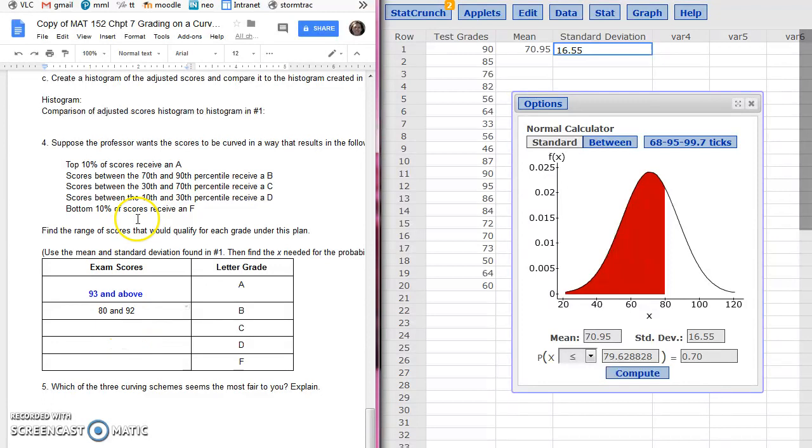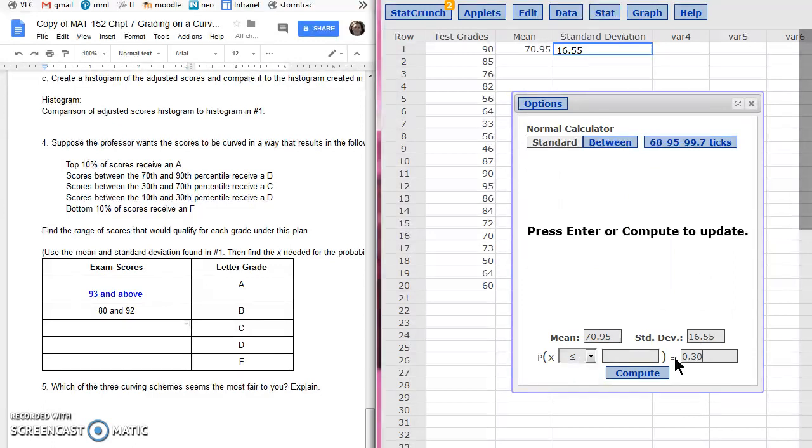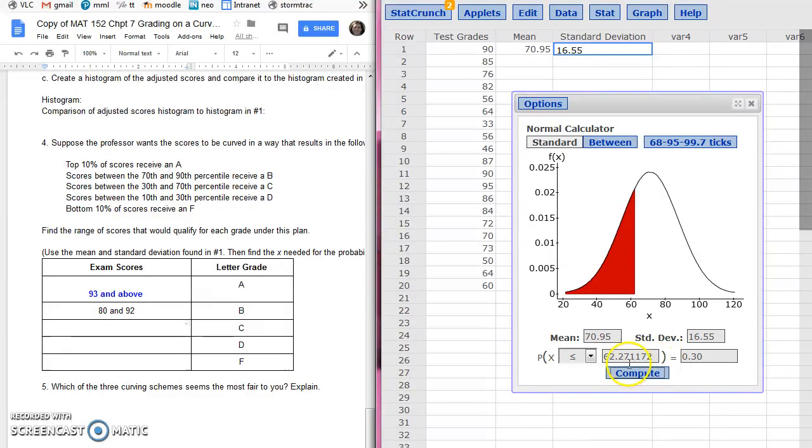The next one for C are scores between the 30th and the 70th percentile. So I'm going to put, again, it's percentile, so we would leave that as less than or equal to. We're talking about the 30th, so we put 0.30 in the far right blank and compute. So 62.2, and we're going to round it up to 63. And that will go to a 79. Again, 79 and then 80.